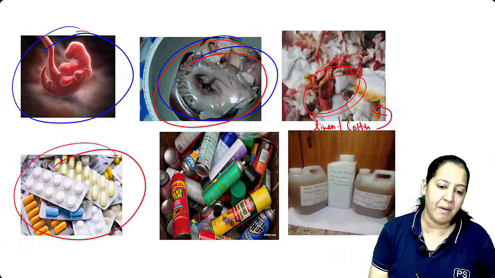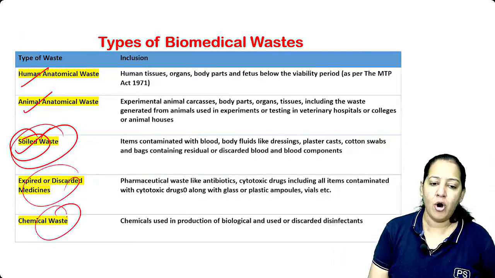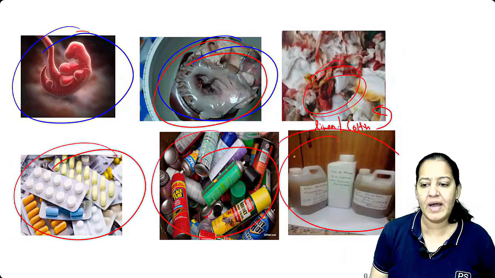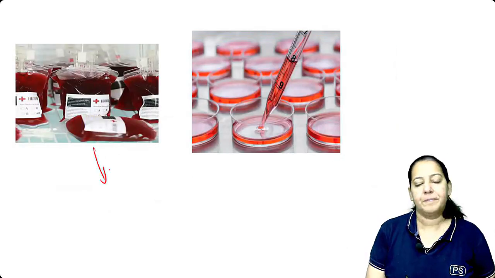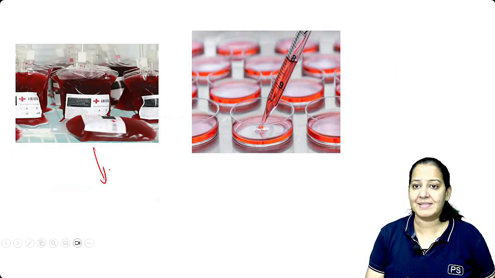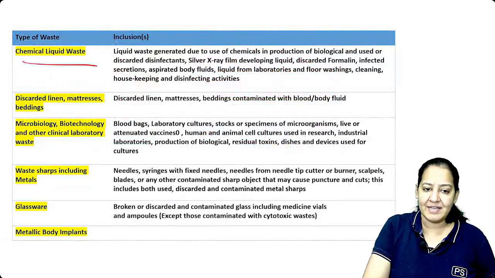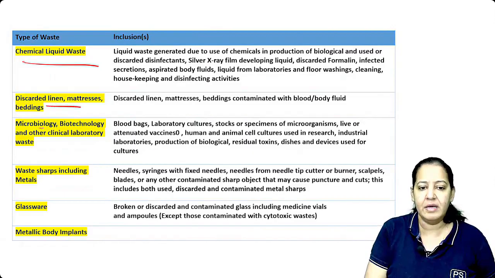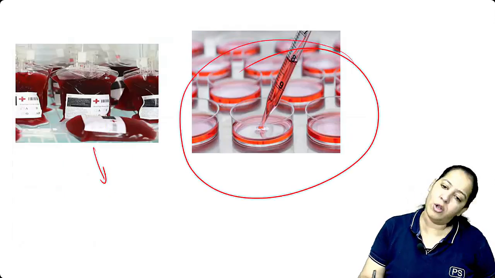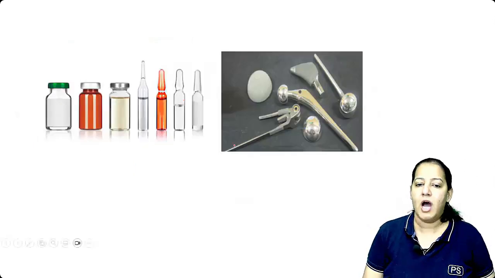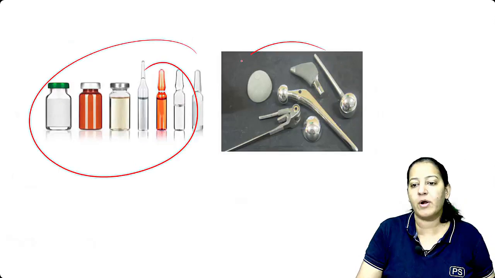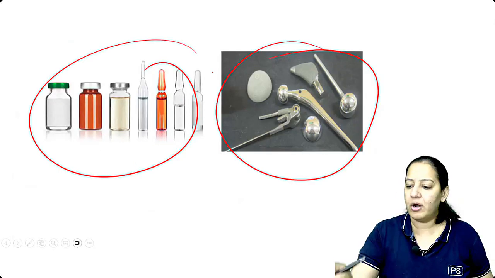All the expired medicine, all the chemical waste, the liquid and the solid, solid chemical, liquid chemical, all the blood bags, linen, microbiology waste, all the culture plates. So these are the types of the waste. Apart from that, there are sharps. Apart from that, the glass. Apart from that, there is metal. So these all are the types of the waste.